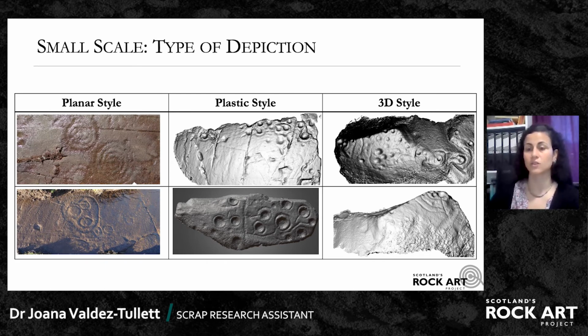We have plastic style where the motifs are slightly more responsive and they begin to incorporate certain natural features such as fissures and solution holes into the compositions. And finally, we have a 3D style of carving where motifs completely embrace the microtopography of the rock surface, resulting in 3D images, as you can see on the right-hand side.